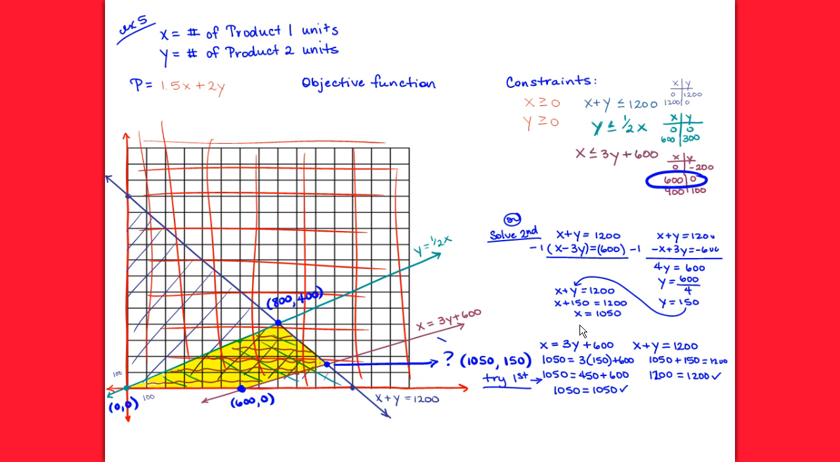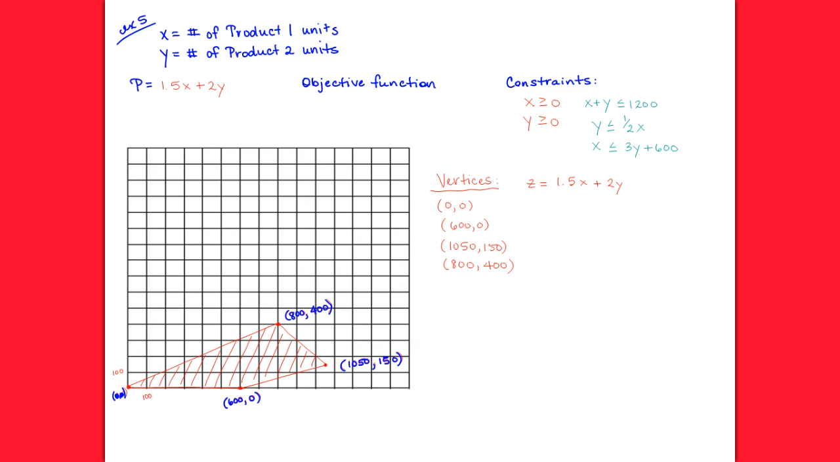Okay, so now I've identified my four vertices. I've got 0, 0, 600, 0, 1050, 150, and 800, 400. Now I use my objective function, but not before. So I'm going to go through and plug in my four vertices, and I'm looking for the one that gives me the maximum value because I'm trying to maximize my profit, right? So when I get 2,000 right here, that's the largest of all of my values. That is going to be my maximum profit.